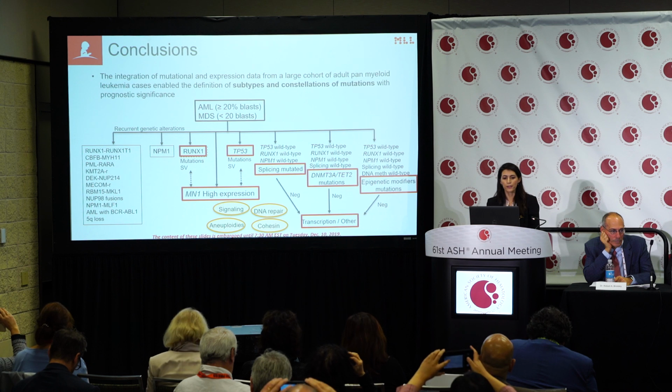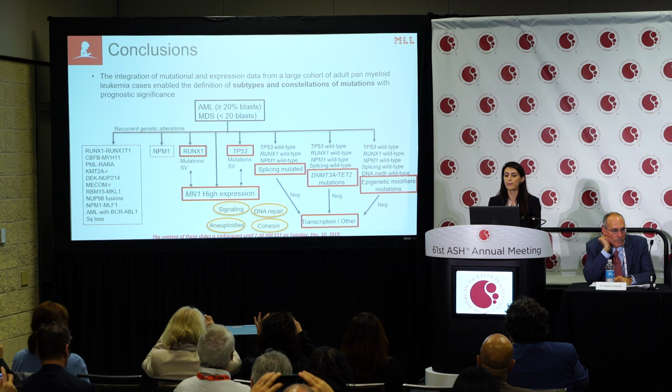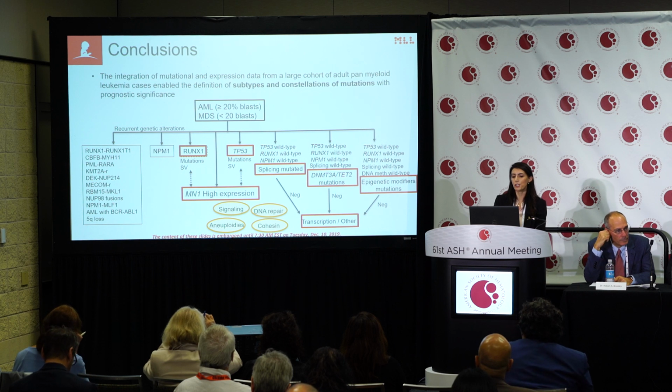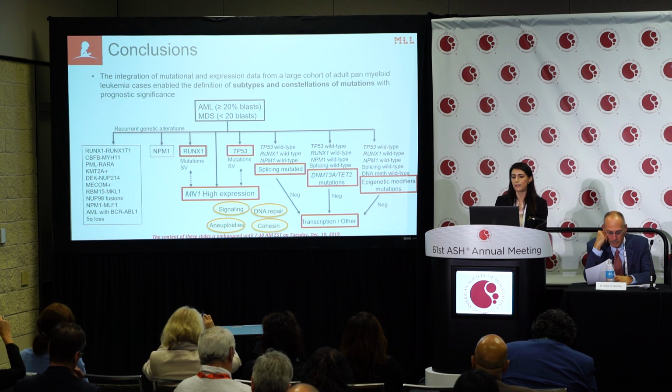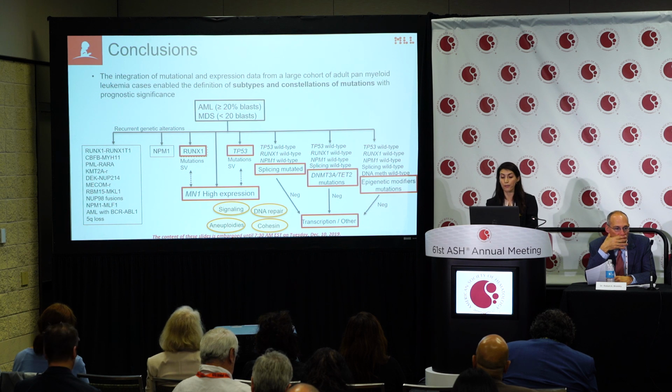So in conclusion, the integration of mutational and expression data from such a large cohort of adult pan-myeloid leukemia cases enabled the definition of subtypes and constellations of mutations with prognostic significance. Here, some of the suggested subgroups are shown, and we will show additional novel mutations that have been identified in these groups. And thank you.